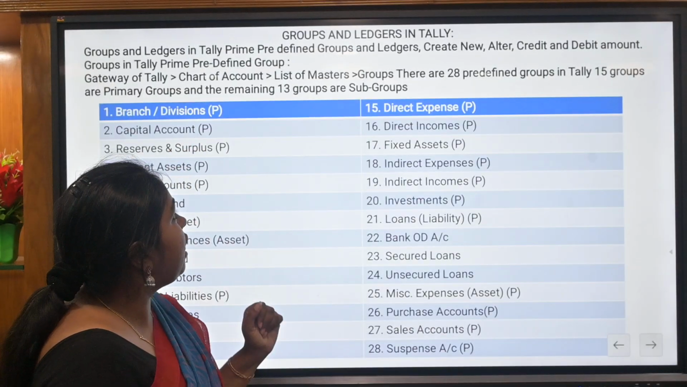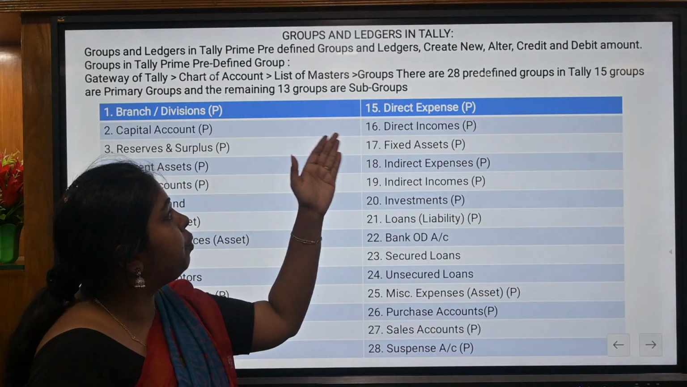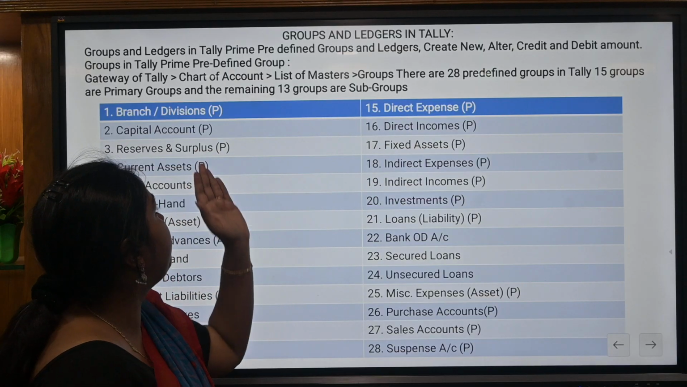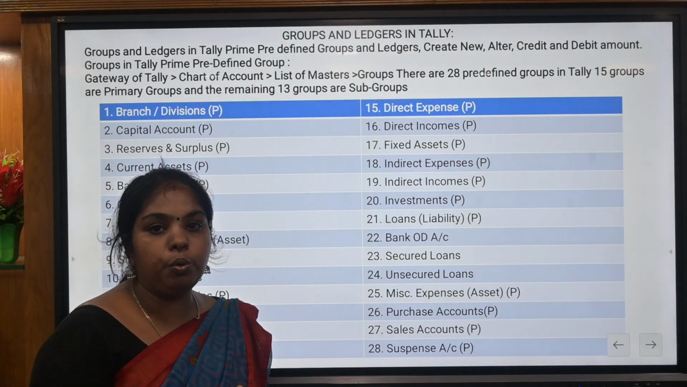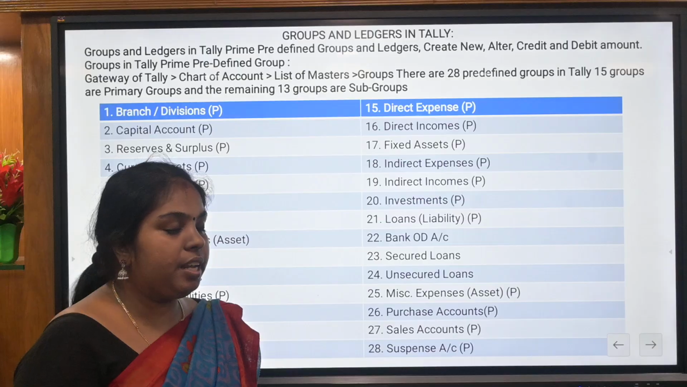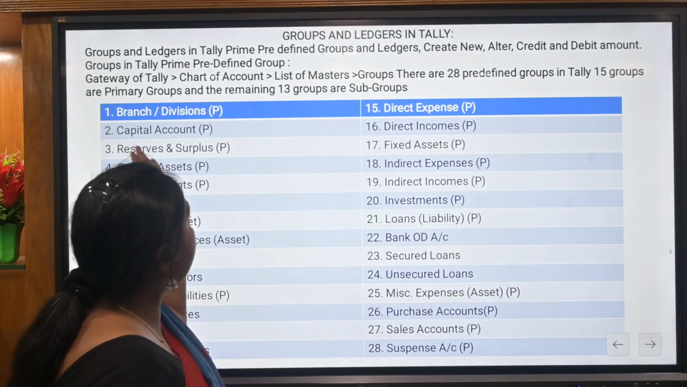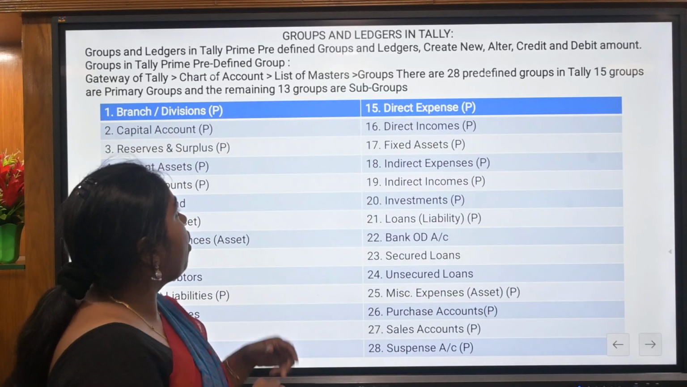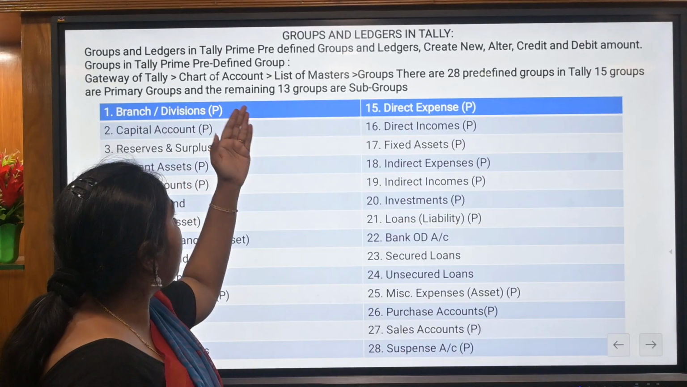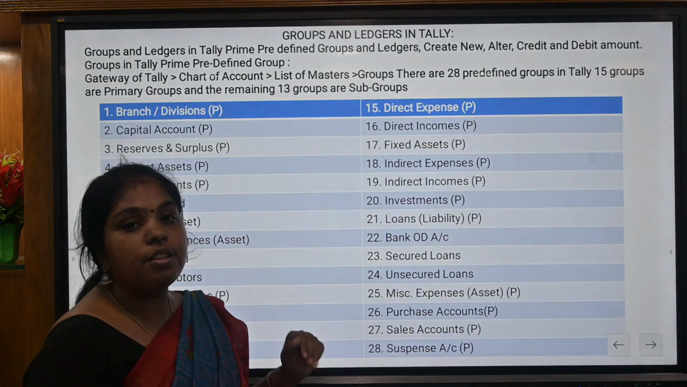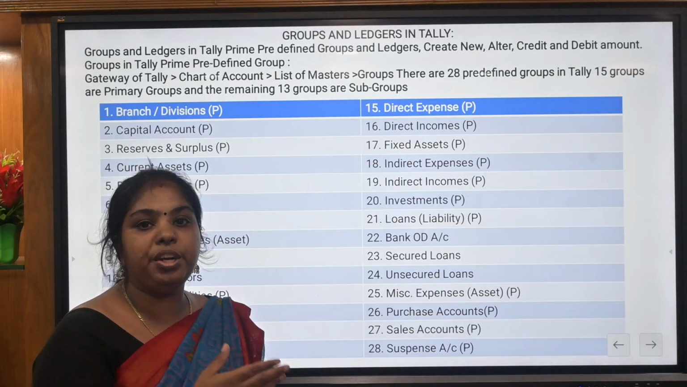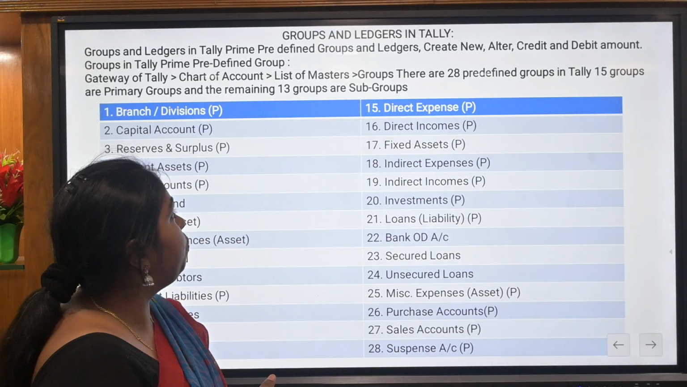Groups and ledgers in Tally are predefined groups, and we can create new ones, alter them, and credit and debit amounts. We can create a group, create a ledger, add amounts, and edit them. So how can we go to a ledger or group? In the Gateway of Tally, go to Chart of Accounts, List of Masters, Groups. This is the way to get into a Tally group or ledger.